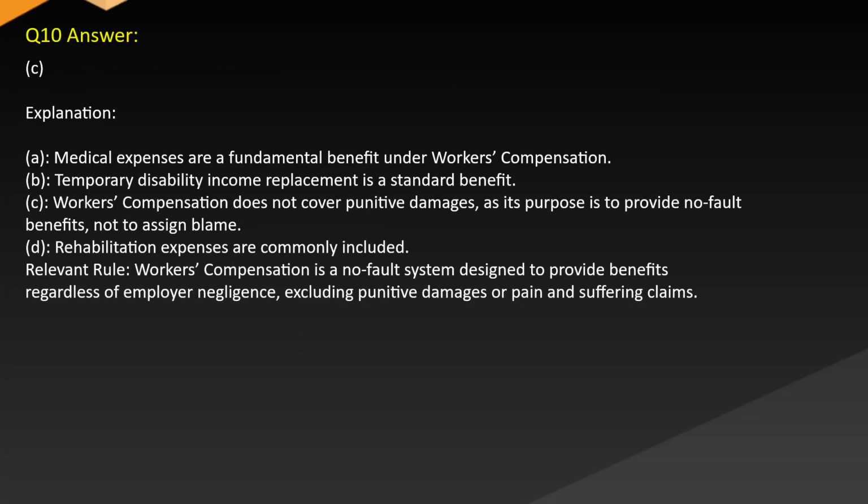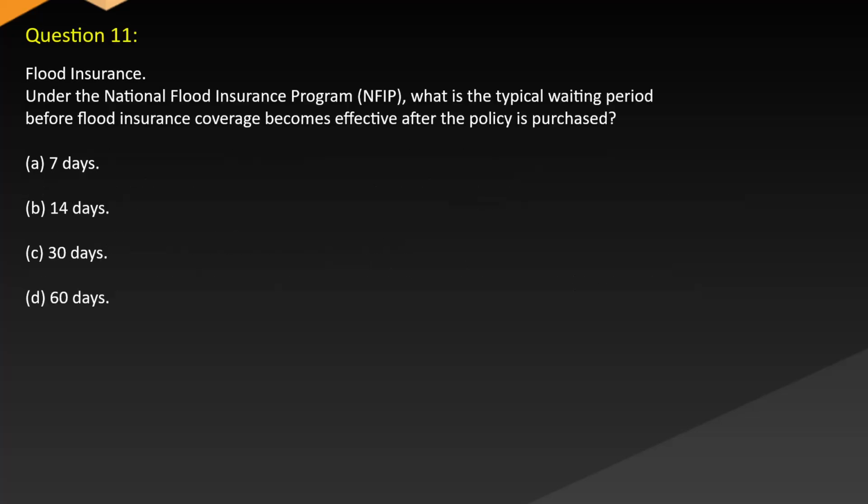Answer C. Explanation. A. Medical expenses are a fundamental benefit under workers' compensation. B. Temporary disability income replacement is a standard benefit. C. Workers' compensation does not cover punitive damages, as its purpose is to provide no-fault benefits, not to assign blame. D. Rehabilitation expenses are commonly included. Relevant rule. Workers' compensation is a no-fault system designed to provide benefits regardless of employer negligence, excluding punitive damages or pain and suffering claims.